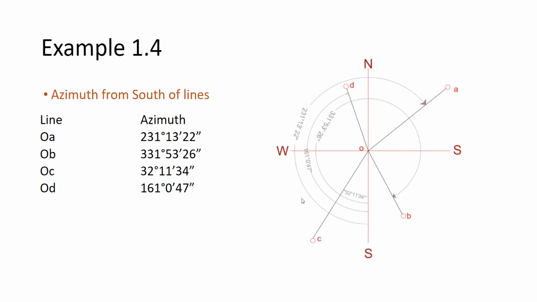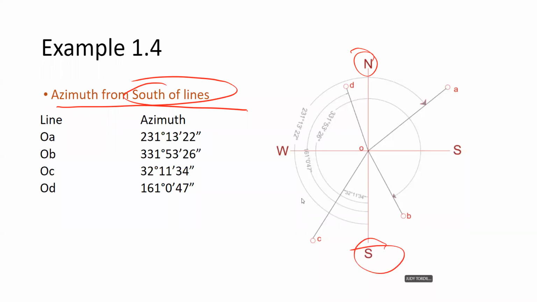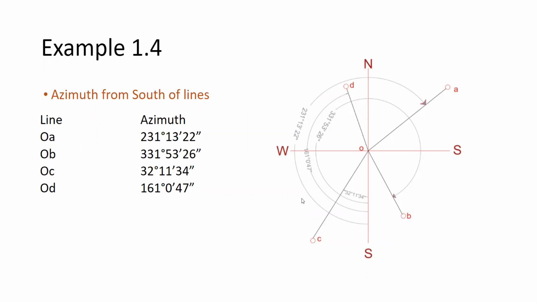ang pinagkaiba lang ng azimuth from the south lines and azimuth from the north lines, pag sinabing north lines, palagi kang magsisimula sa north meridian mo. Pag azimuth from the south lines, ibig sabihin magsisimula ka palagi pag measure ng angle sa south meridian mo. So, ganun lang yun. So, in OA, we have that.